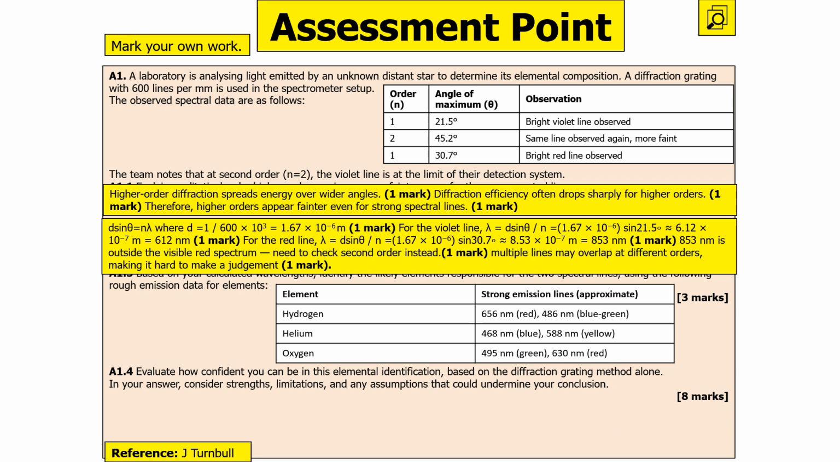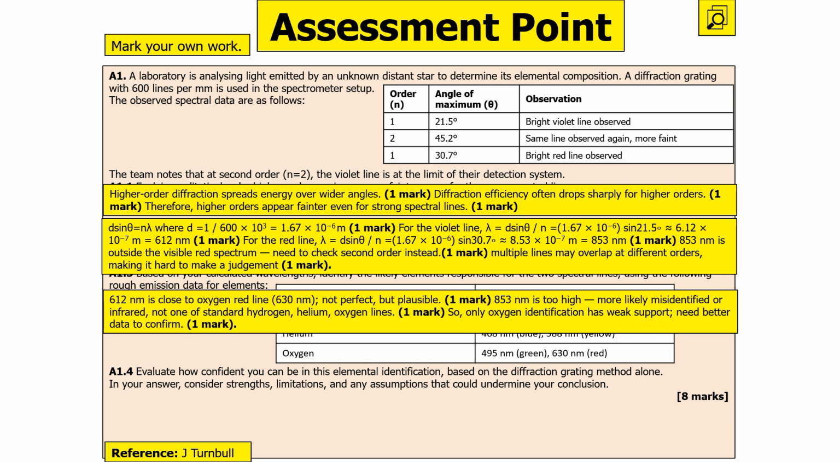We get 853 nanometers. 853 nanometers is outside the visible red spectrum, so you will need to not use that order, but the second order instead. And also, multiple lines may overlap at different orders, making it harder to make a judgment. 612 nanometers is close to the red oxygen line, but it's not perfect, but it could be plausible. 853 nanometers is too high, so it's either misidentified or it's infrared.